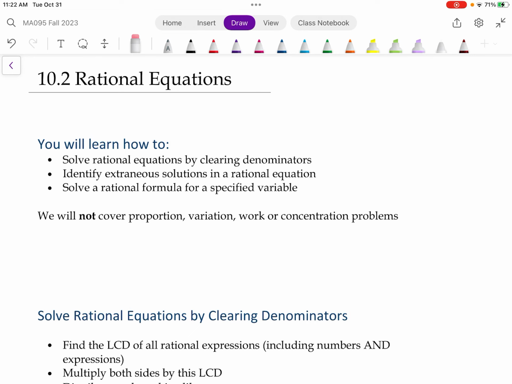And then we're going to look for specific variables and how to solve those. We are not going to cover, these are in the book, proportion, variation, work, or concentration problems that would have made this lesson far, far too long.